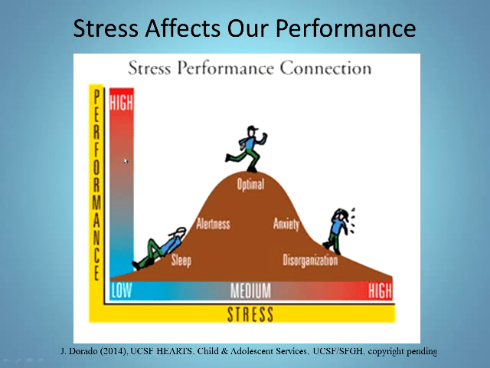What you see here is the Yerkes-Dodson law. The bottom x-axis is the stress arousal level, from low to high, and the vertical y-axis is performance, from low to high. What you'll see is that all of us have an optimal level of stress arousal, and you know when you're in it because you're clicking along, you're doing your work, you're being really efficient.